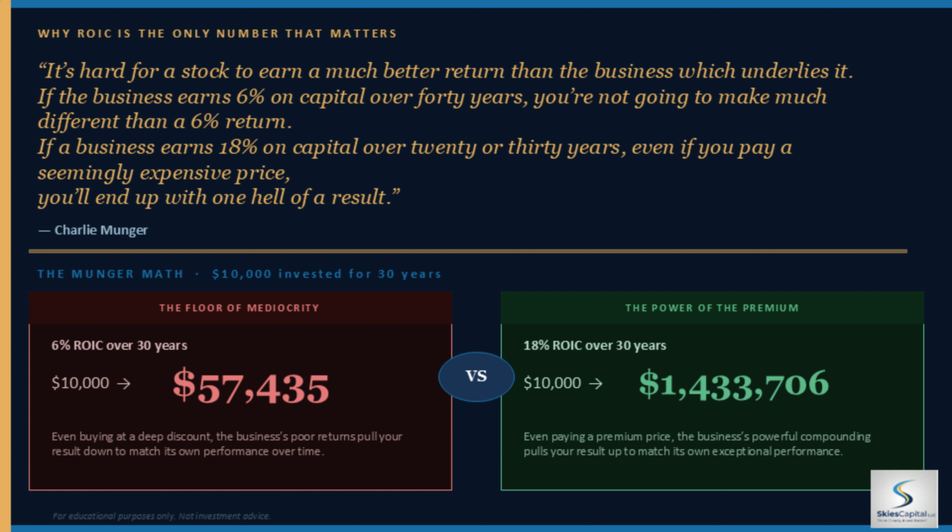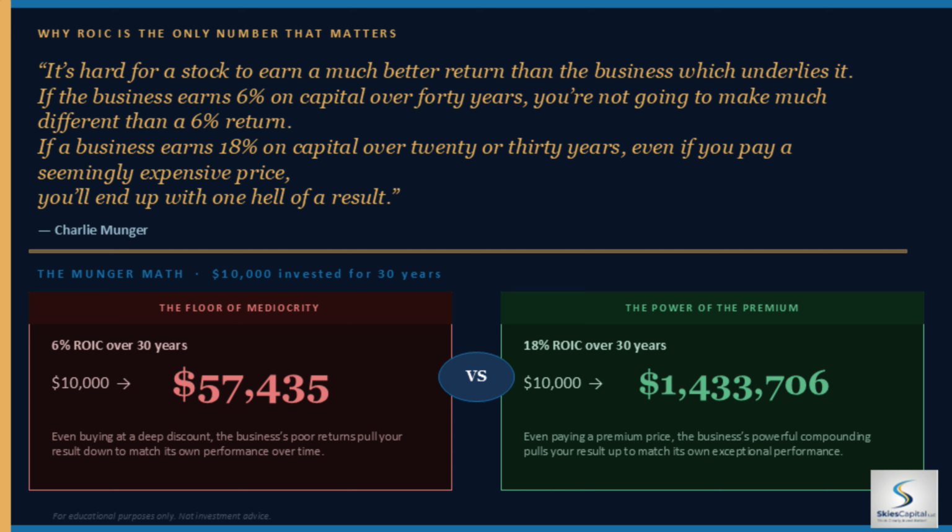Charlie Munger said it better than I ever could. So take a second here and read this quote on the screen. Here's the idea. Bad businesses drag returns down. Great businesses lift returns up. Now look at the mathematics here. $10,000 compounded over 30 years at a 6% ROIC would produce over $57,000. But with an 18% ROIC, it becomes over $1.4 million. Same money, same time, different business quality. That is why ROIC matters.